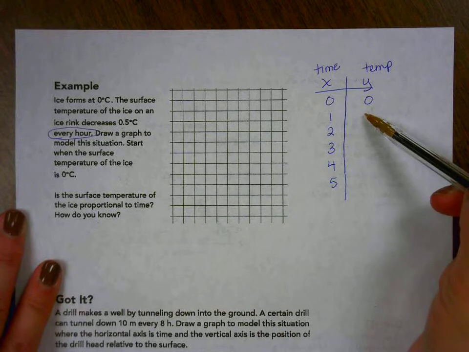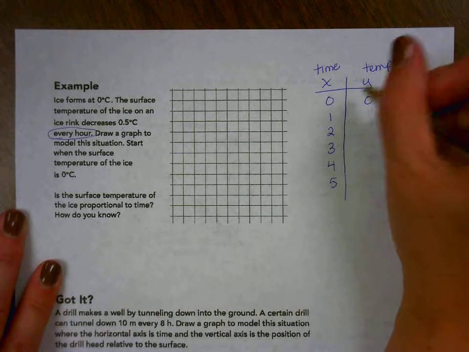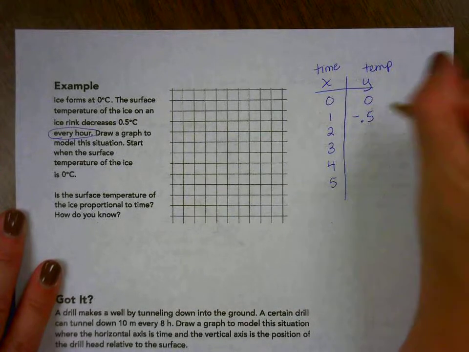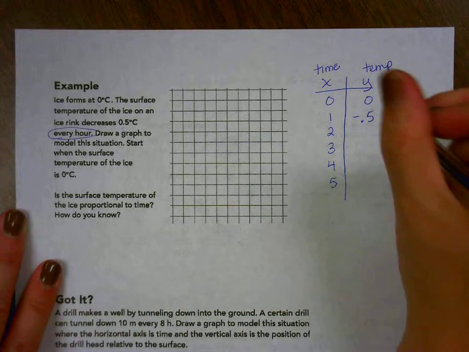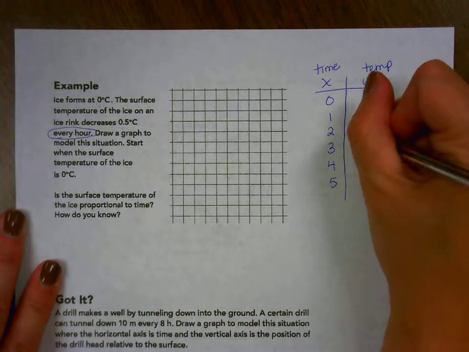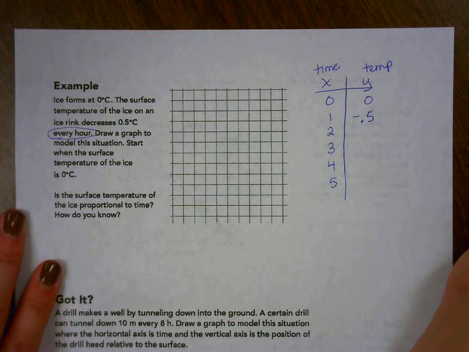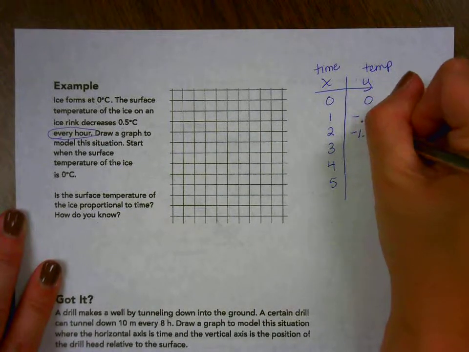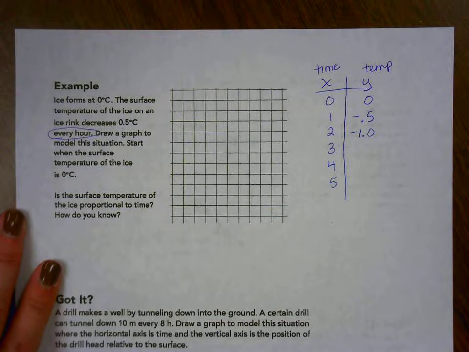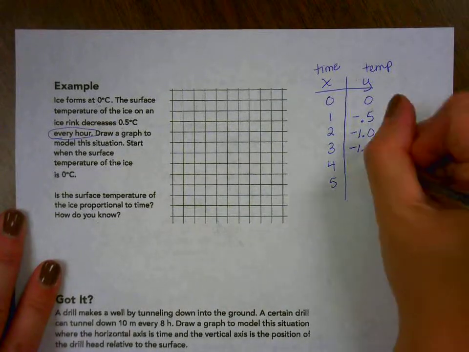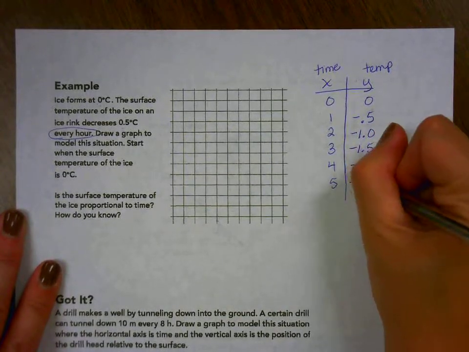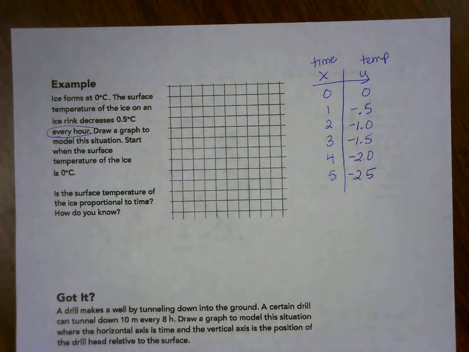Okay. What's my temp doing after hour 1? Decreasing by 0.5. So that's negative 0.5. What would it be in 2 hours? Negative what? Negative 1. Because it's decreasing a half a degree each time. Okay, at 3 hours? Good. 4 hours? Good. Very good.